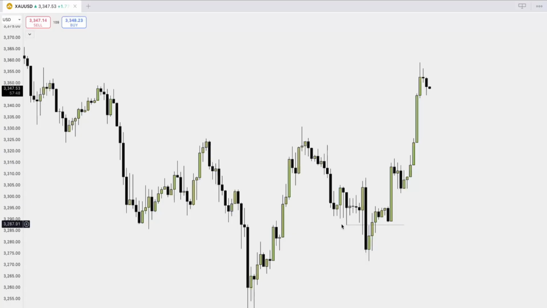Now, not just any low. Take a look at the time on the bottom of my screen right there. 3 a.m. New York time. Now, the algorithm runs on New York time. You should know this by now, unless you are new to these concepts, of course. The algorithm runs on New York time. 3 in the morning is the heart of London session.